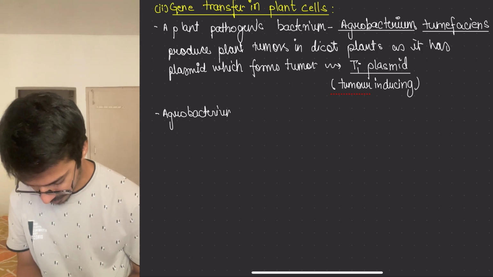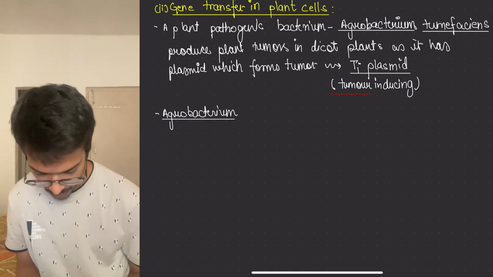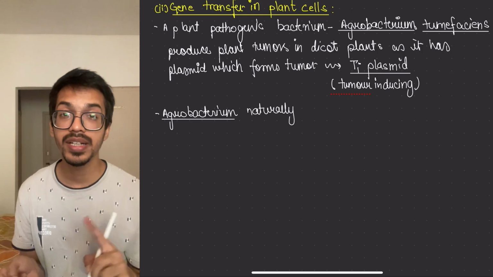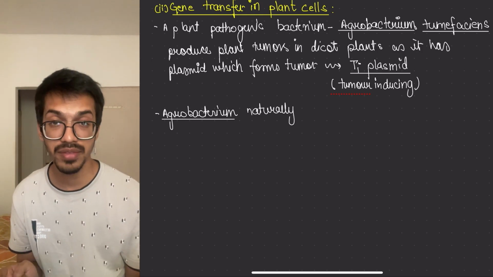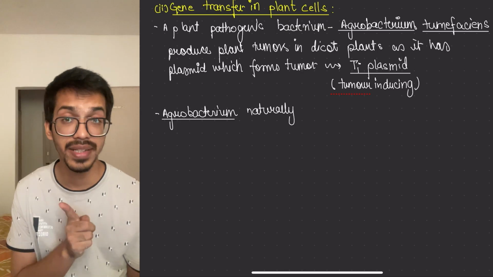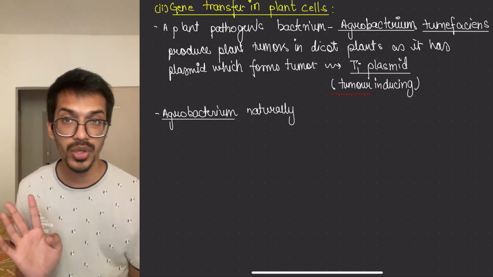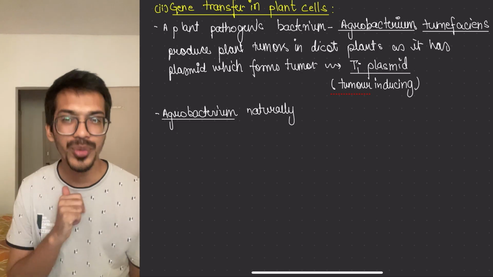Agrobacterium, don't forget to underline Agrobacterium and tumefaciens separately whenever you are writing it, because these are scientific names. Your marks will be deducted in your board examination if you do not do it. So it is a tip for the board's examination.